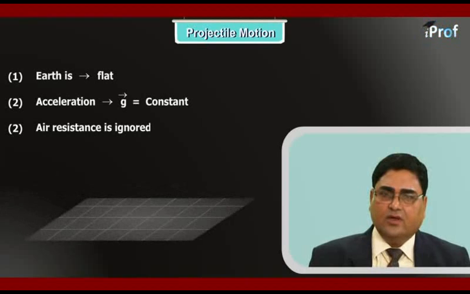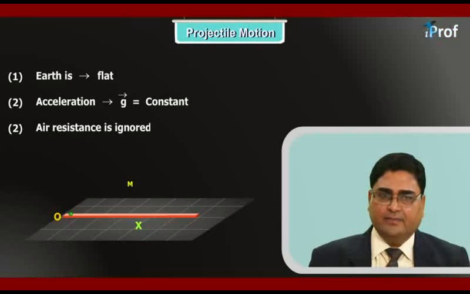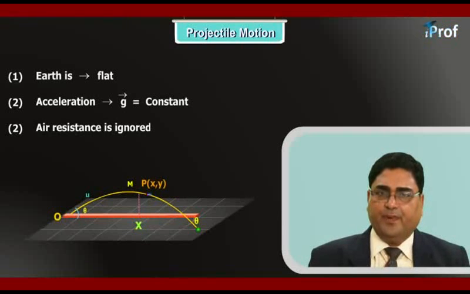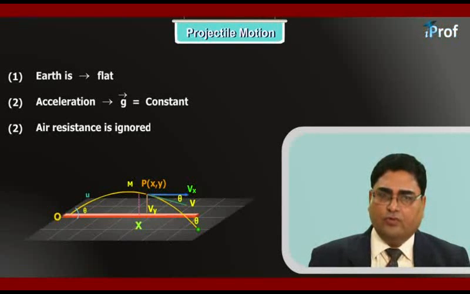Let's assume an XY coordinate system. Let us imagine that a projectile of mass m is projected with projection speed u at projection angle theta with the horizontal. Suppose the projectile reaches point P in a time interval t, where the coordinates of point P are x, y with respect to the origin. The coordinates of point O, that is the origin, are 0, 0.